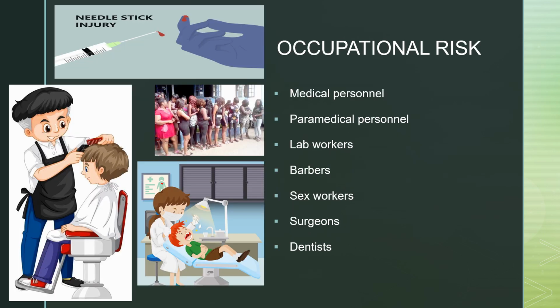The next is, which are the occupations that are at risk of hepatitis B? Medical personnel, paramedical personnel, lab workers. This can be by needle stick injury or sharp material disposals, etc. Surgeons and dentists, if they use sharp materials during their surgery or during appointments in the dentist, for extraction of teeth, etc. Sex workers and barbers. Why barbers? Because they too use sharp instruments, like razors, that might cause cuts.